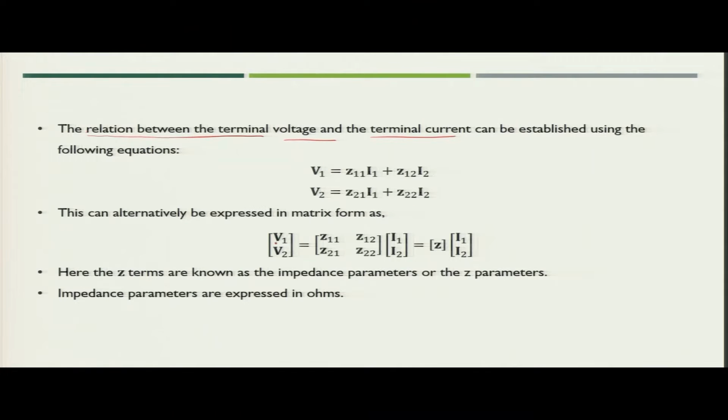matrix form you can represent these two equations as a matrix of V1 and V2, then the impedance matrix, that is Z11, Z12, Z21 and Z22, and then the current vector. We can write it in short form as the Z matrix and the current vector. The matrix in terms of Z is called impedance parameters, or Z parameters. Since Z is an impedance parameter, it is represented in ohms.